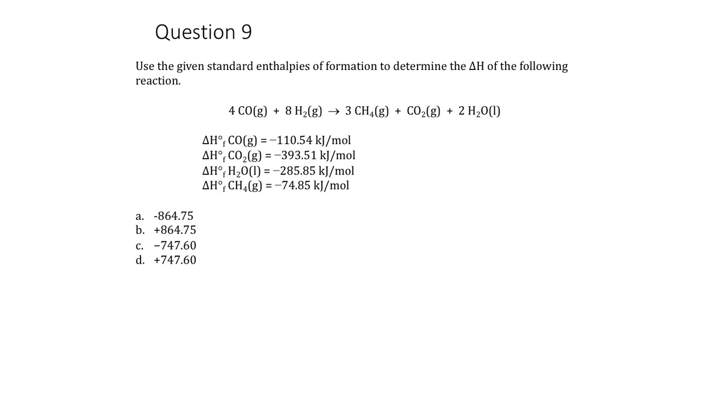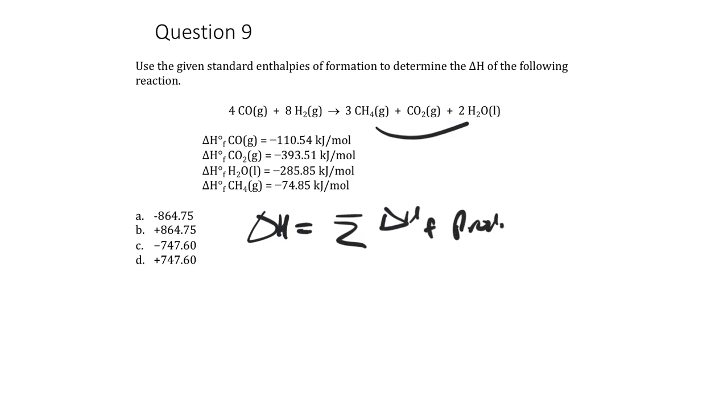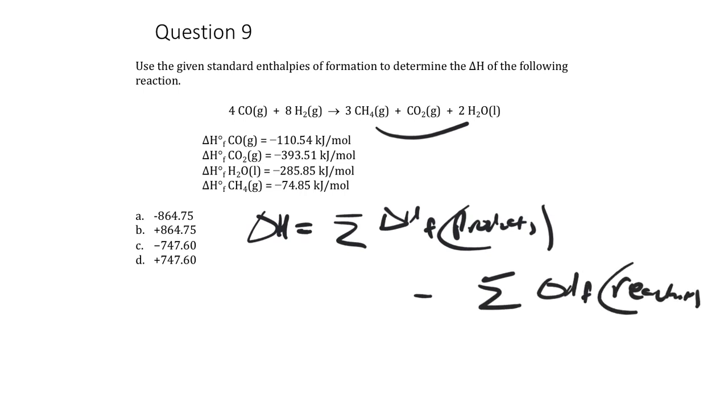Question 9. Using standard enthalpies of formation. So the delta H of reaction is just the sum of the delta HFs of the products, accounting for stoichiometry, minus the sum of the delta HFs of the reactants. And anytime we have a substance in its elemental form, delta HF is exactly equal to 0, and we have to be able to recognize that. So I'm doing 3 times CH4 plus CO2 plus 2 times liquid water minus 4 times CO, and that's it on the reactant side.